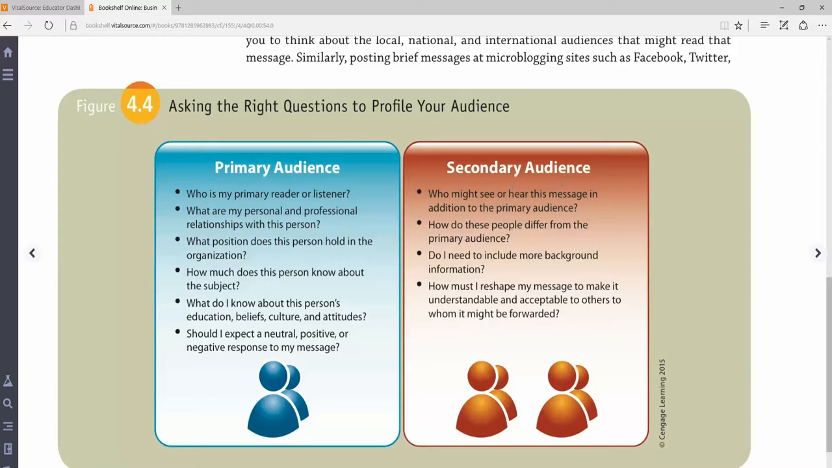Your secondary audience is who might see or hear this message in addition to the primary audience. How do these people differ from the primary audience? Do I need to include more background information so that when the secondary audience reads it, they will understand it just as much as the primary? How must I reshape my message to make it understandable and acceptable to others to whom it might be forwarded?